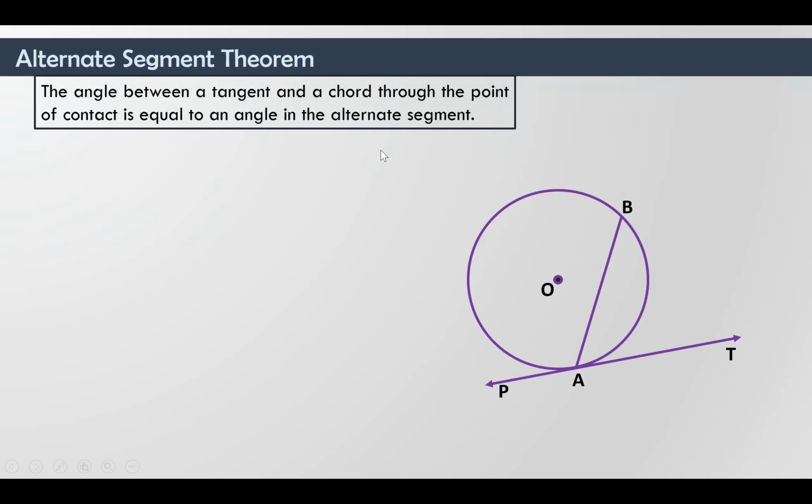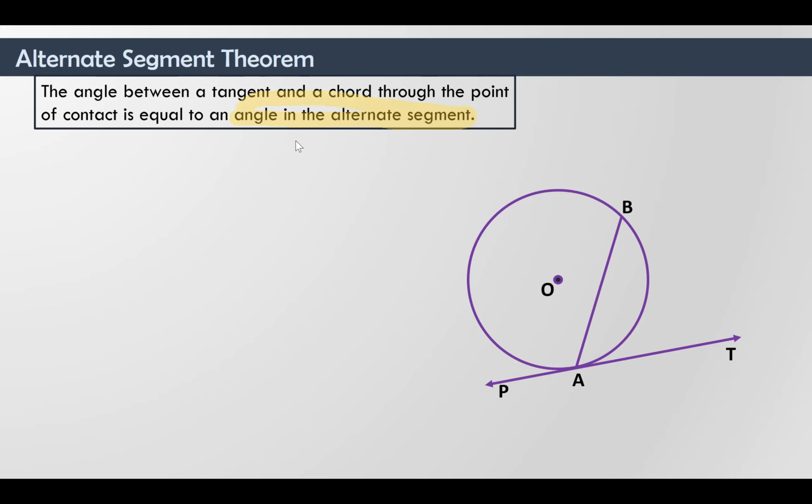This is how the diagram will look like. There is a chord and a tangent. The chord is meeting the tangent at point of contact, and the theorem says the angle between chord and tangent is equal to the angle in alternate segment. Now here it is important to learn what is the meaning of alternate segment.